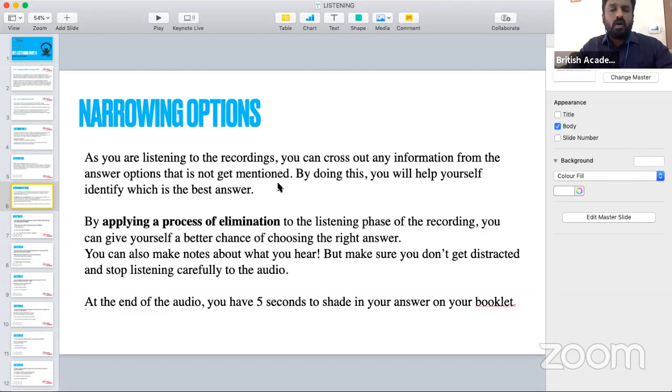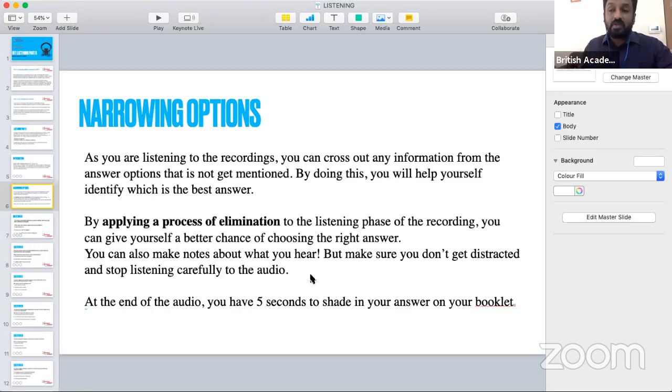This is also called the process of elimination. It is like eliminating the wrong options. As you're listening to the recordings, you can cross out any information from the answer options that is not mentioned. By doing this, you will help yourself identify the best answer. By applying a process of elimination to the listening phase of the recording, you can give yourself a better chance of choosing the right answer. That's what I told you. When you're listening, you eliminate one option, and you're left with 2 options. Then out of the 2 options, you need to carefully understand what can be the right answer.